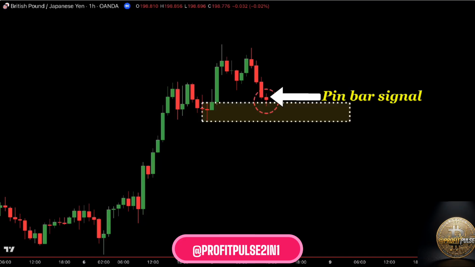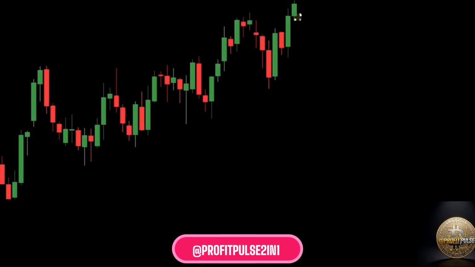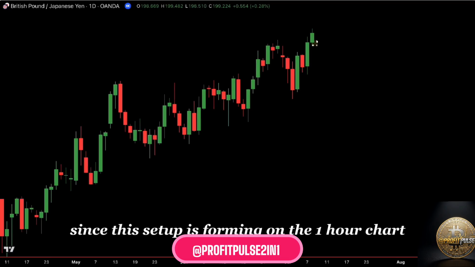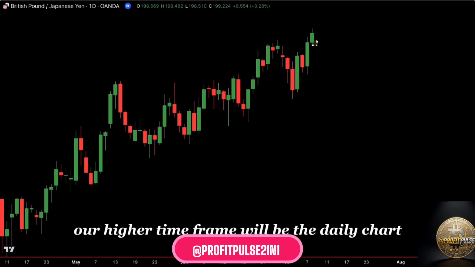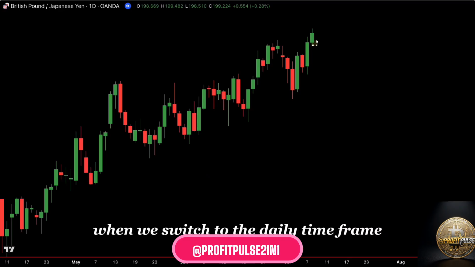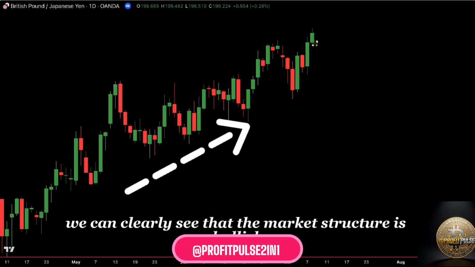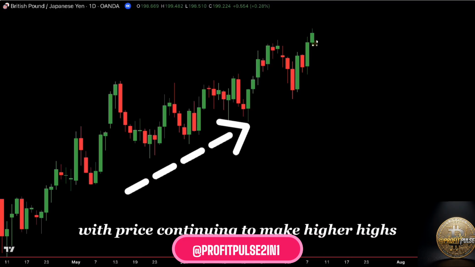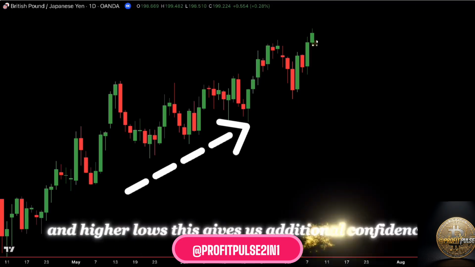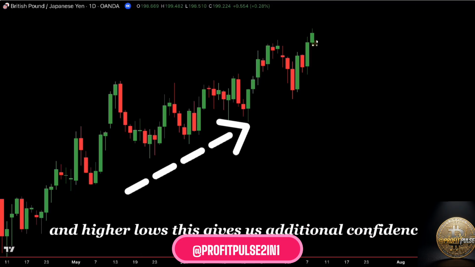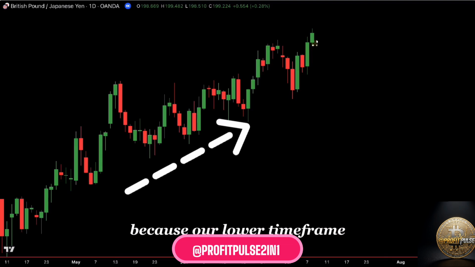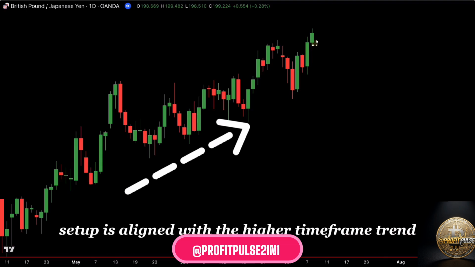However, before entering the trade, we need to make sure that the higher time frame agrees with our idea. Since this setup is forming on the 1-hour chart, our higher time frame will be the daily chart. When we switch to the daily time frame, we can clearly see that the market structure is bullish, with price continuing to make higher highs and higher lows. This gives us additional confidence because our lower time frame setup is aligned with the higher time frame trend.